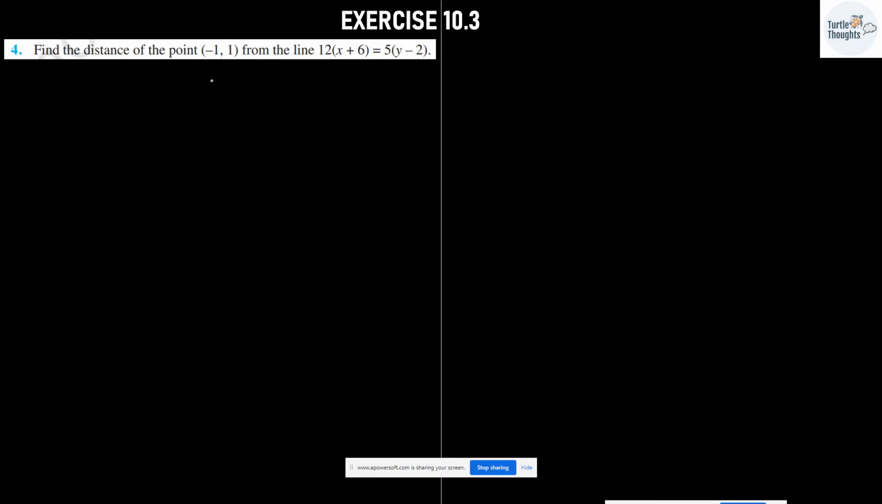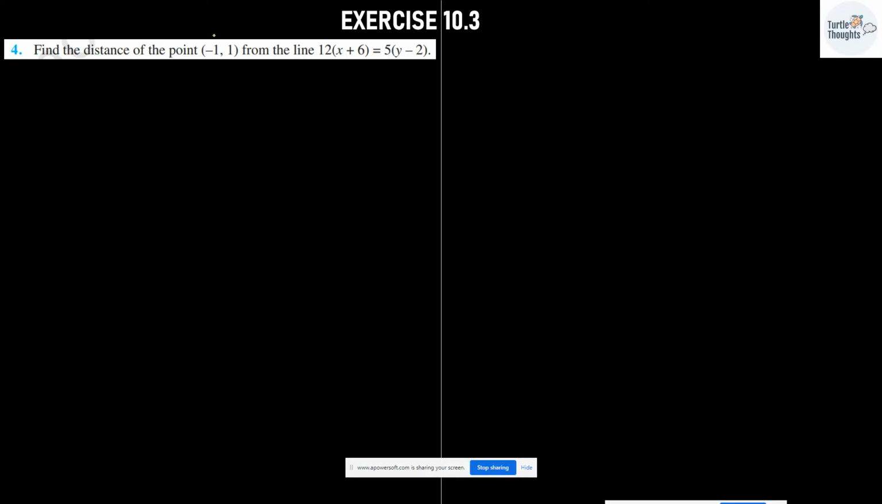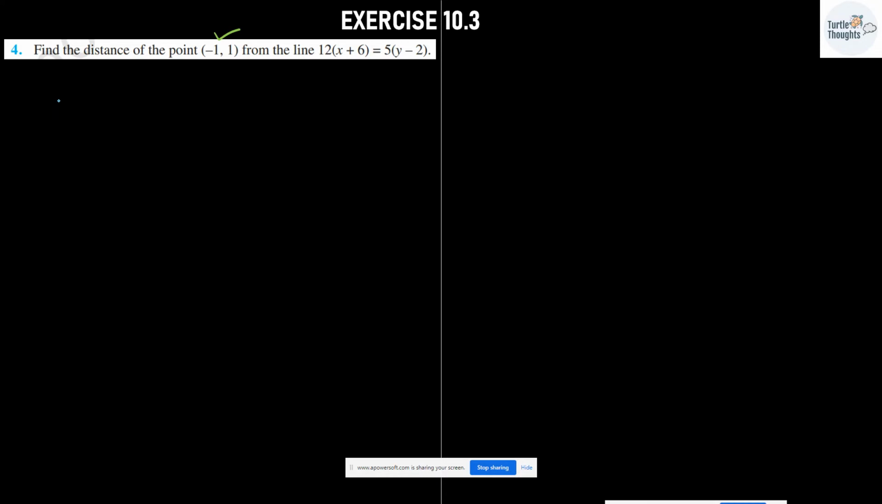Find the distance of the point (minus 1, 1) from the line 12 multiplied by (x plus 6) is equal to 5 multiplied by (y minus 2). Similar to this concept, P is one of the points. The point is given, the equation of the line is given, so I can solve the same thing, right?